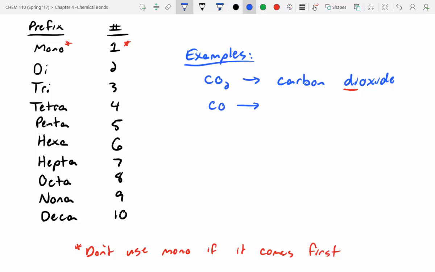CO, a relative. Carbon monoxide. In this case, we do want to use mono because it's not going first. And this is what you typically have the detectors for in your house, is carbon monoxide. Does anybody know why? You can't smell it. You can suffocate without knowing. Essentially, it just makes you dizzy, you pass out, and then you die. It's a really interesting molecule.